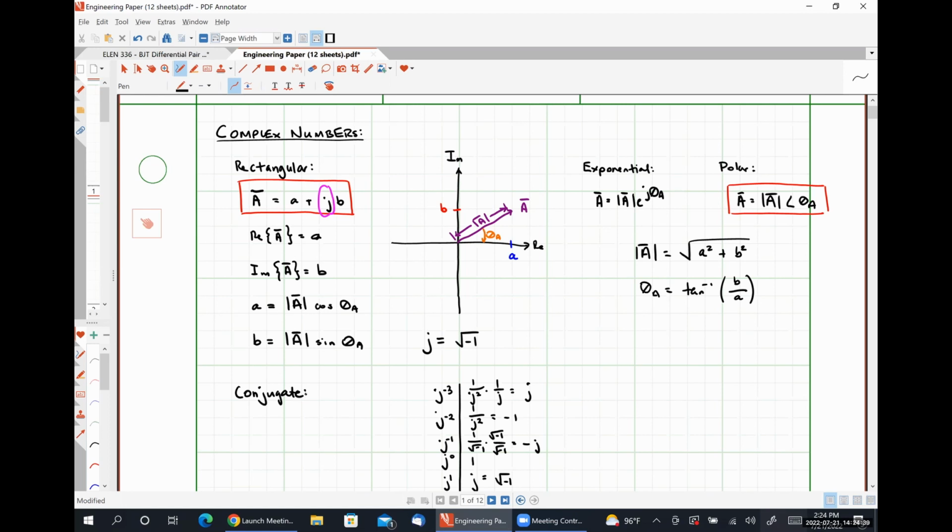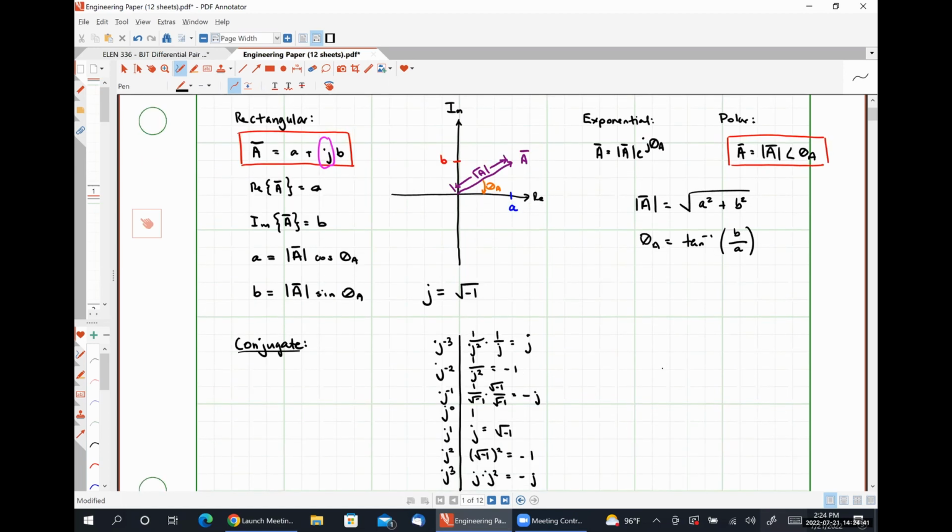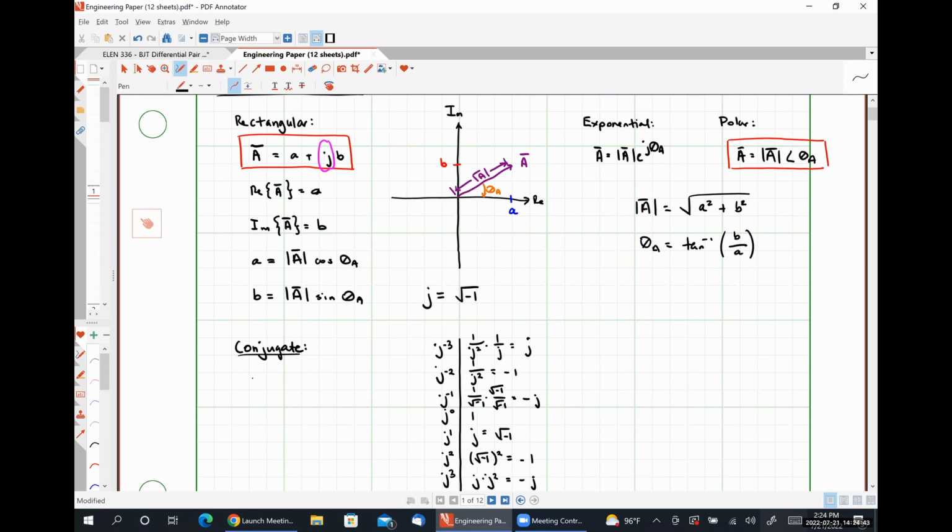The conjugate operation is as follows. If we have a complex number A, I apologize again, I keep wanting to put the magnitude signs around it, but if I have a complex number A equal to a plus jb, the conjugate of A, denoted by this asterisk to the right of the complex number, is simply a minus jb.